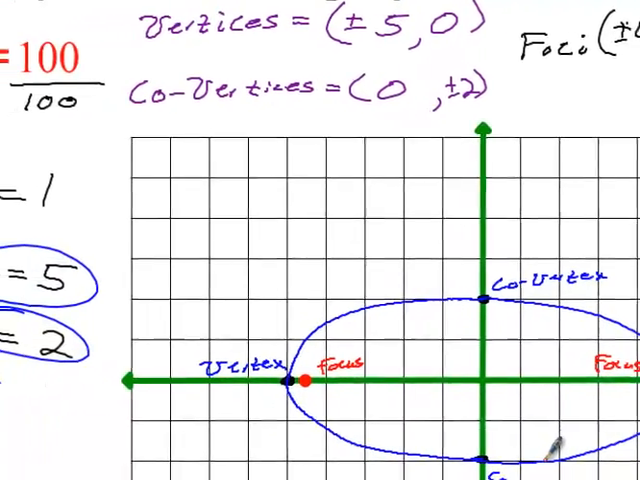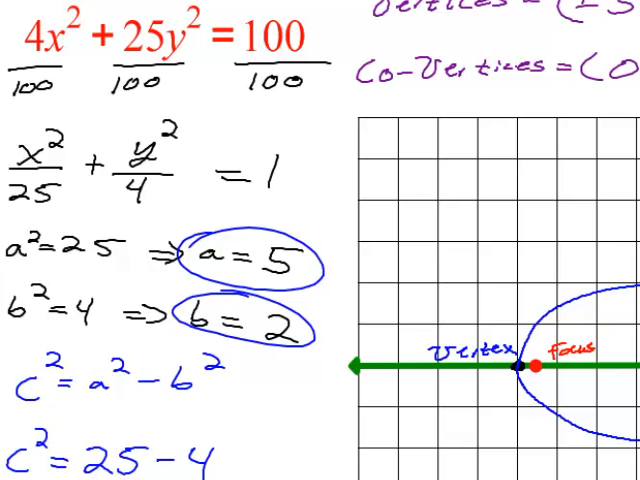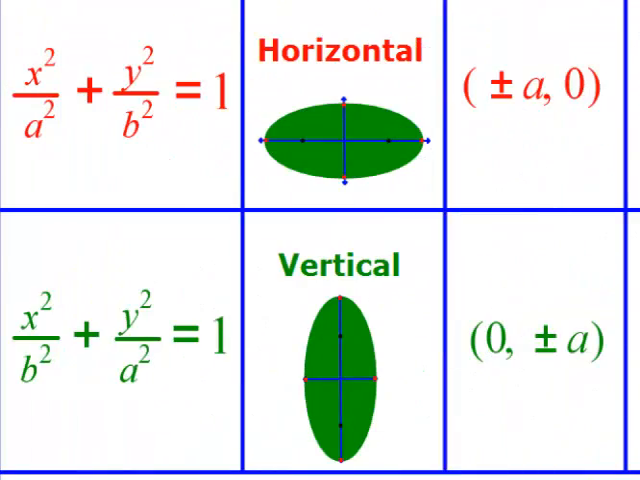Okay, so once you get it equal to 1, you look at the bottoms. The bigger number is your A. So which number is bigger? 25, right? And which variable is it under? X. So that means that over here, I picked the one where A is under X. And then that tells you everything else you need to know.